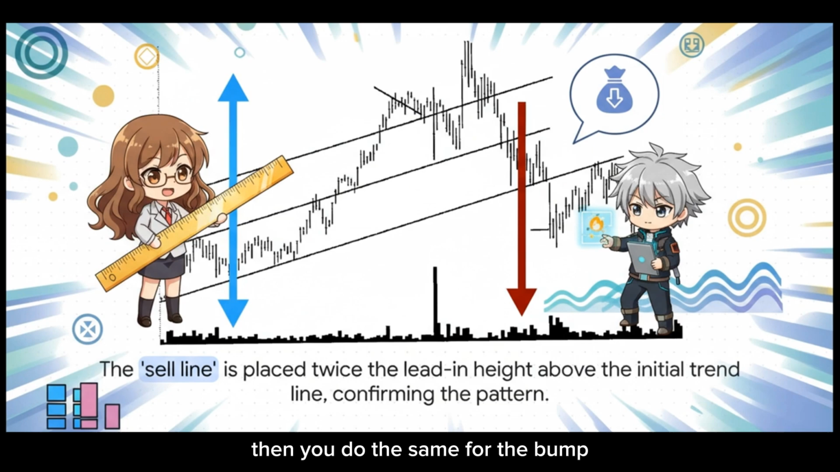Then you do the same for the bump, measuring from its peak all the way down to that same trend line. Just like you see here, if that bump is at least double the height of the lead-in, ding, ding, ding, the rule is met and the pattern is confirmed.